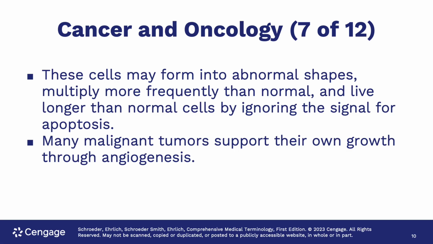Now the cells may form abnormal shapes, and this is something that a pathologist can look at to determine if they are normal cells or cancer cells. They also may live longer than normal cells. So a normal cell has a life cycle and eventually goes through a process called apoptosis. And during apoptosis, those cells are essentially killed off. And cancer cells sometimes don't respond to signals for apoptosis, and they just continue to exist and continue to grow. Now, the other part is, I mentioned growth factors. Sometimes they can grow without growth factors because they produce their own growth factors, and this process is called angiogenesis.